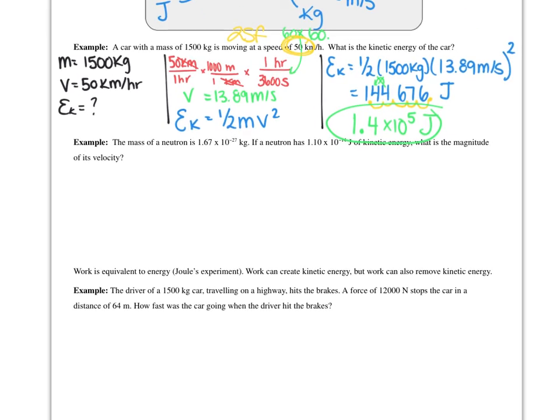Okay, let's try another one. The mass of a neutron is 1.67 times 10 to the negative 27 kilograms. If a neutron has 1.1 times 10 to the negative 14 joules of kinetic energy, what is the magnitude of its velocity? So we are going to list our information. We have the mass of a neutron, just a really small particle. Remember, those are found in the nucleus of our atoms.